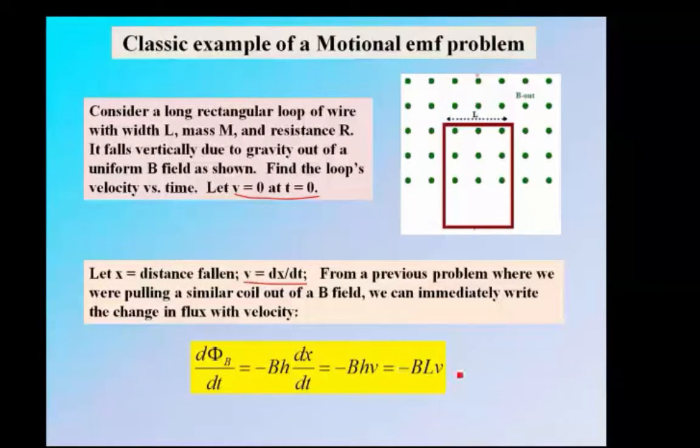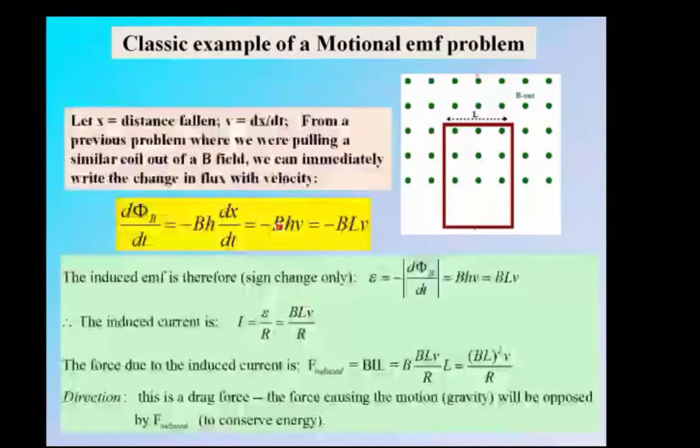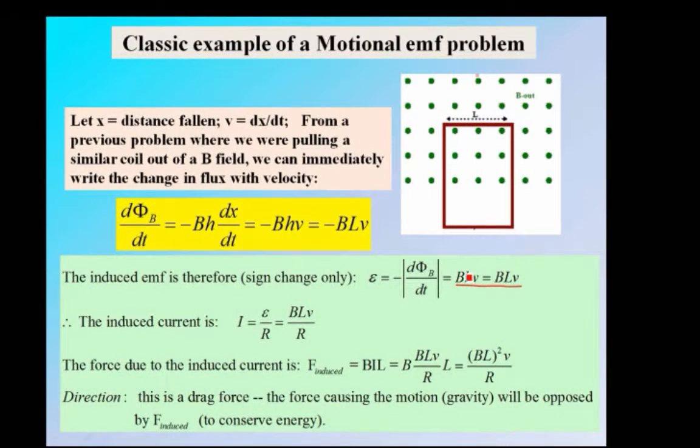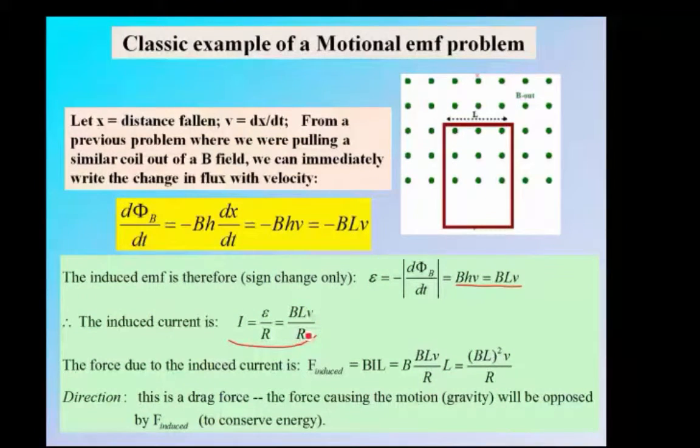Here we've changed h to L, so that's why I have it written here. Repeating that then, this is the change in flux, and so now we want the induced EMF. All it does is change the sign, and so now we have positive values here. Since we use it, we're going to need Lenz's law anyway. It's sort of an unnecessary step. Here's the induced current, so it's epsilon over R, so that would be BLV over R.